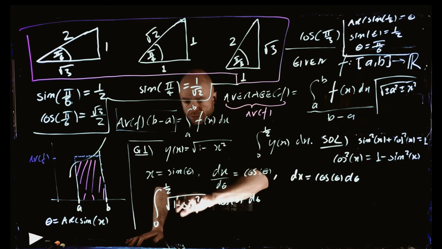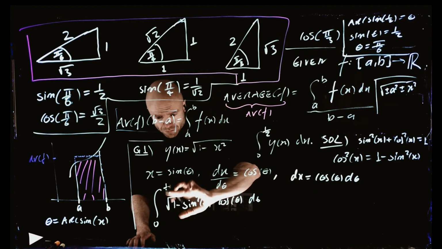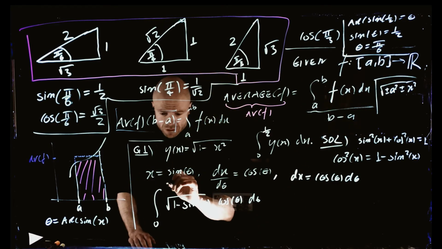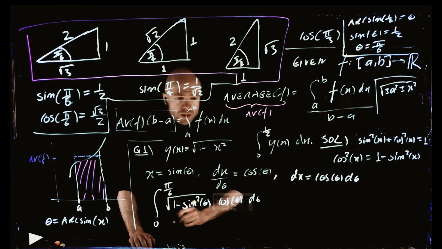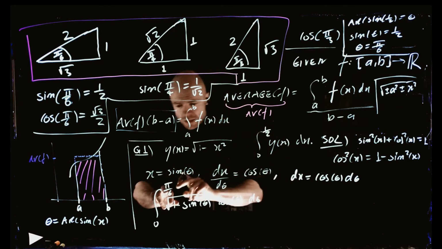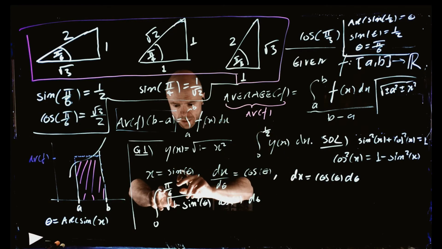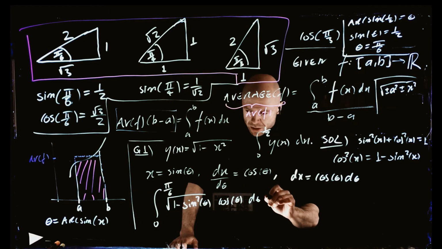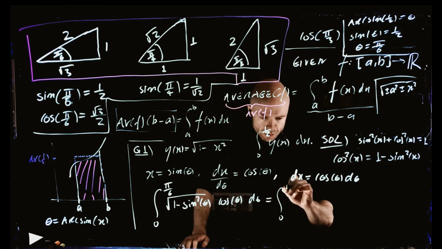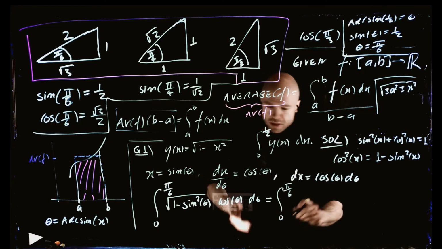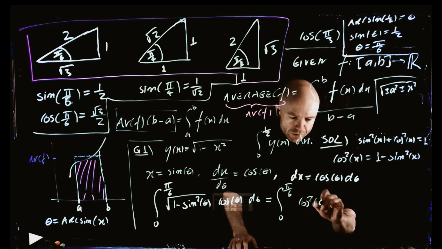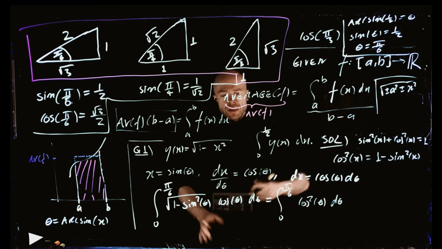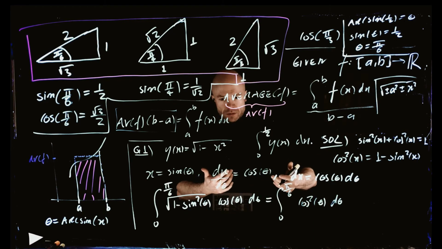All right, so we're turning this into limits in theta. So this is not a half. This is pi over 6 right here. From these limits in x, these now become limits in theta. And then what is this? This is the integral from 0 to pi over 6 of cosine squared of theta d theta, because cosine squared we learned how to do.